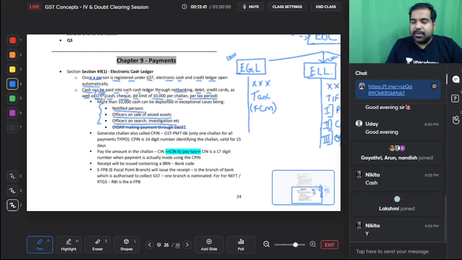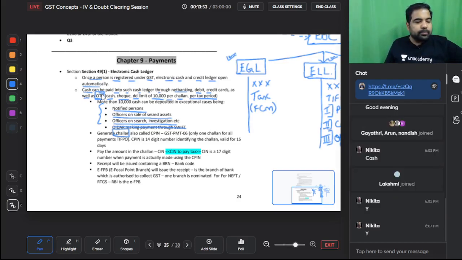Now, how do you pay this? First you have to generate a challan. There are no manual challans in GST. There is only an electronic challan. In fact, everything is electronic under GST. There is an electronic challan that you have to generate. There is only one challan, yes.